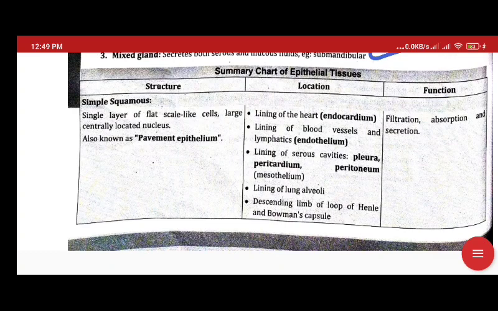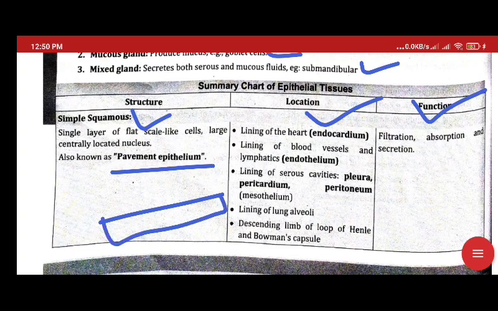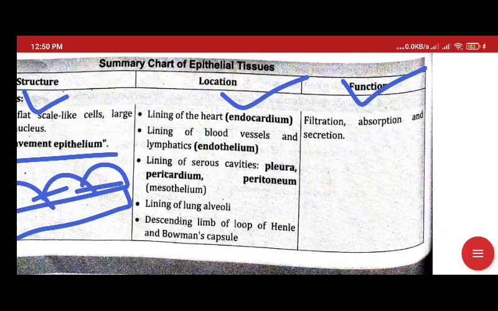Now the summary. In tissue we have to study mainly location and function. Simple squamous is pavement epithelium, or tessellated, with the basement membrane and a cell sheet. That is called simple squamous, and nutrition is by diffusion.